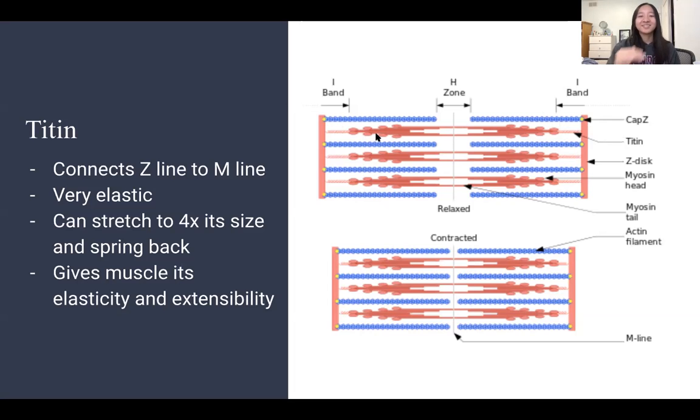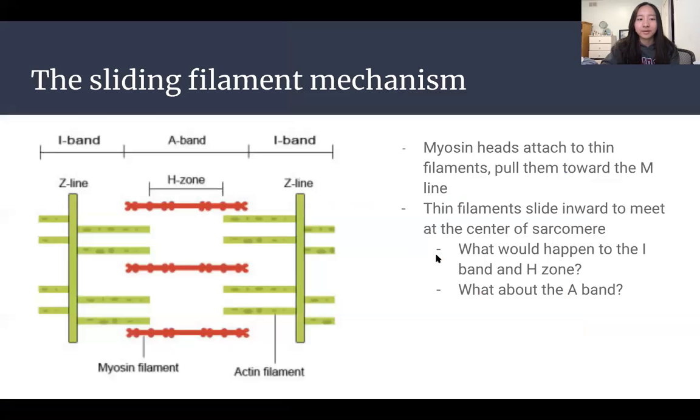Proteins are made up of different chains, and sometimes they're bonded together to form different proteins connected together. But titin is one single protein, but it's very, very large.